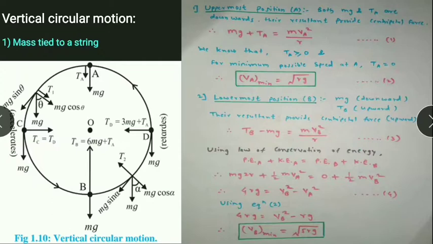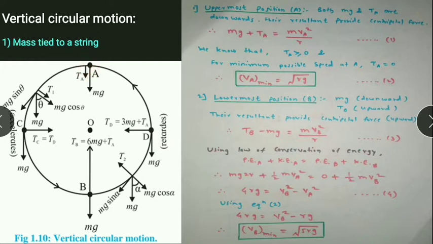Consider case 1, when a mass is tied to a string and whirled in a vertical plane. We have to find the minimum velocity required for a point object at upper, lower and middle position to perform a vertical circular motion. Here note that the velocity of the point object cannot be zero at the uppermost position.